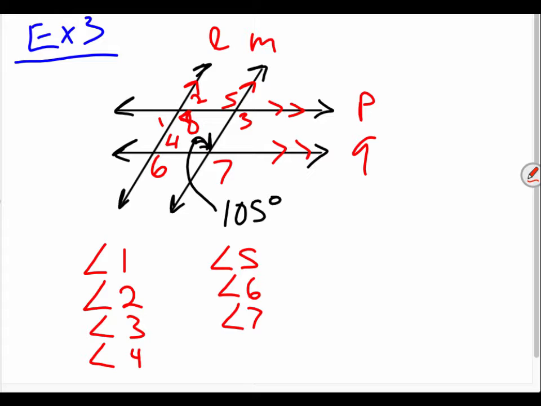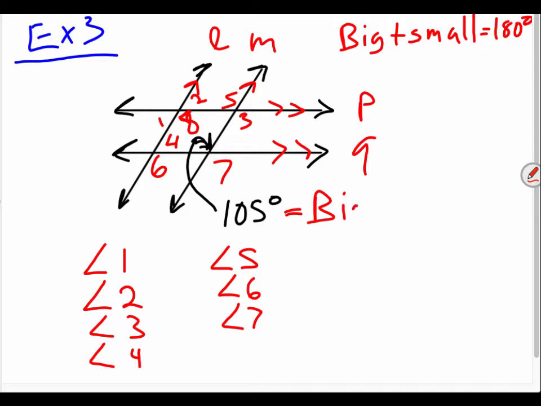What's the easy Adams label? Big and small. So I've got 105. What is this? Well, that's pretty small. It's a big, right? And then what would the small angle be? 75 degrees. Where'd you get that? Because 180 minus 105. Yeah, so she said that the big plus the small has to add up to 180 degrees. Since my big angle is 105, then the small angle must be 75.